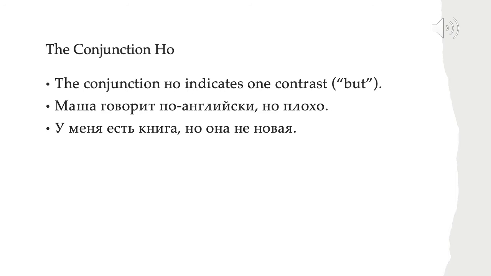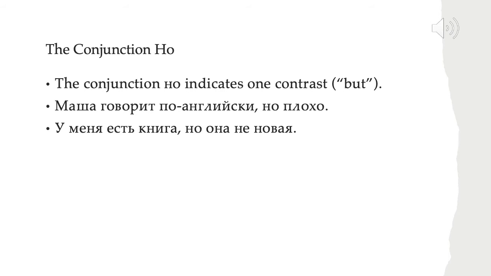Then we have the conjunction но, which is basically the same as but. It indicates one contrast. For example, Маша говорит по-английски, но плохо. Masha speaks English, but she speaks it poorly, is what that sentence means. So we have one contrast. She speaks English, but she speaks it poorly. Note that in Russian, you don't have to add the whole she speaks it. In the second clause, you just say Маша говорит по-английски, но плохо.